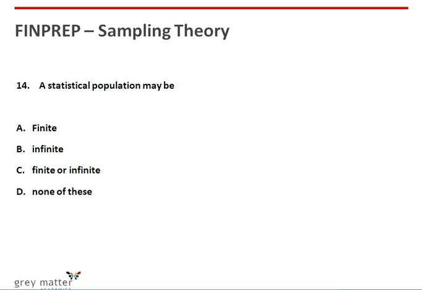14th question. A statistical population may be, from the four options, finite or infinite. This is the general property of any population that we can consider. So the answer is C option, which says finite or infinite.